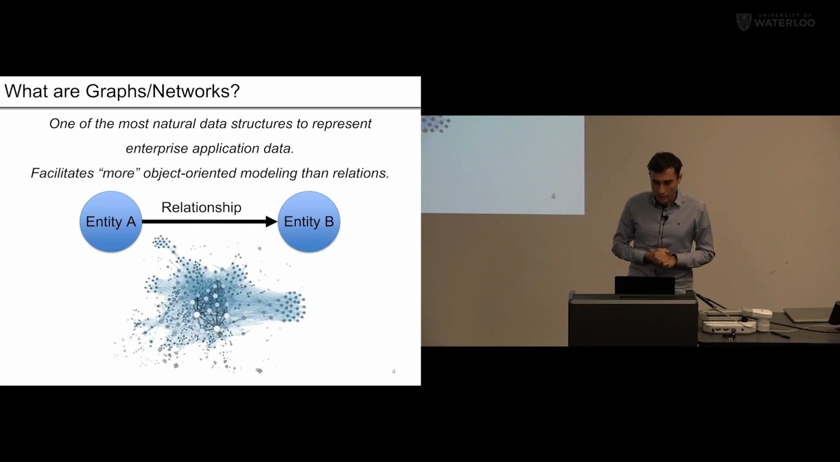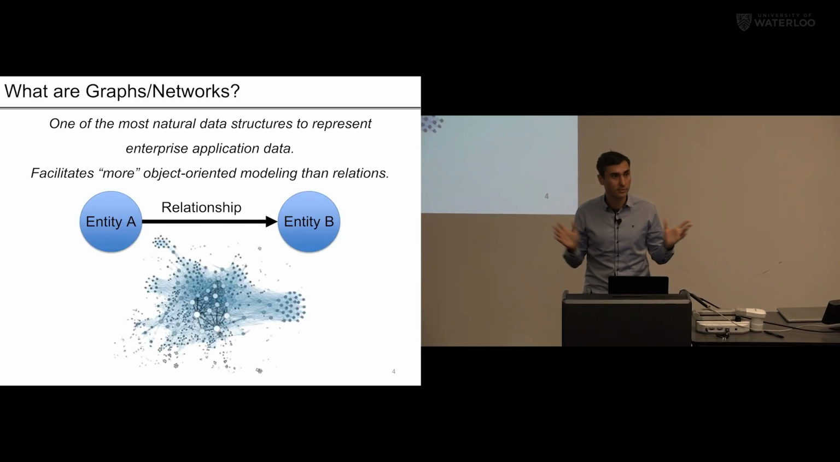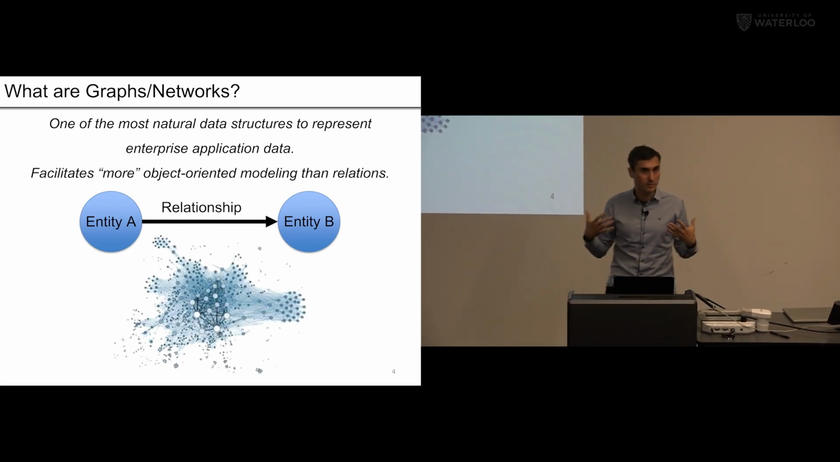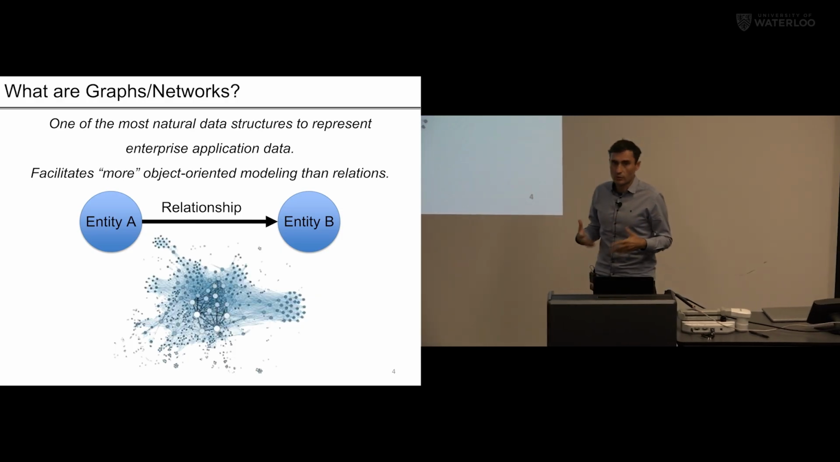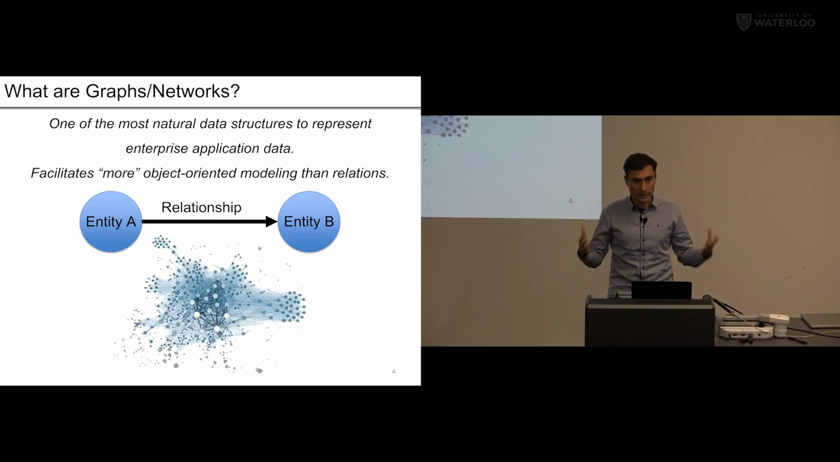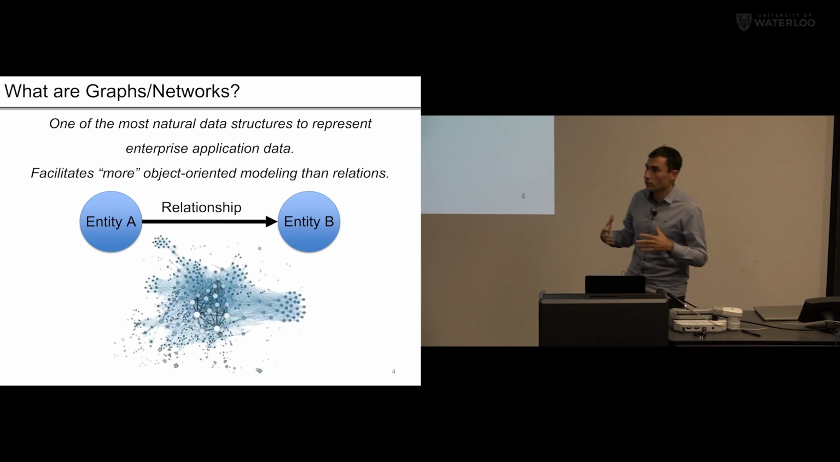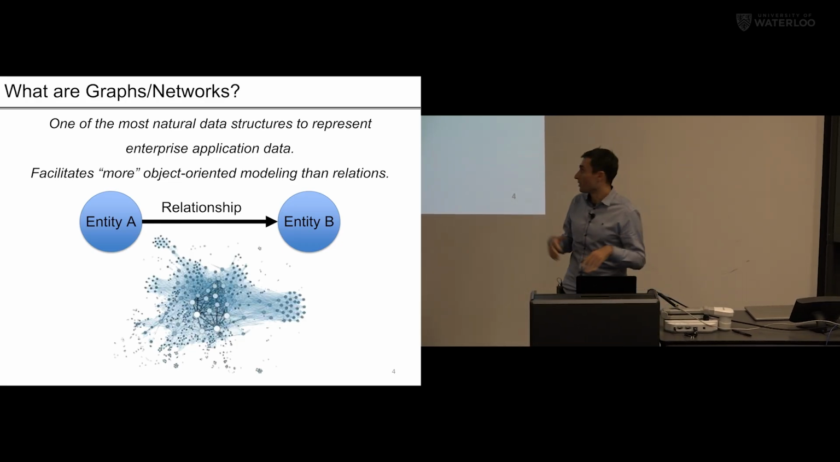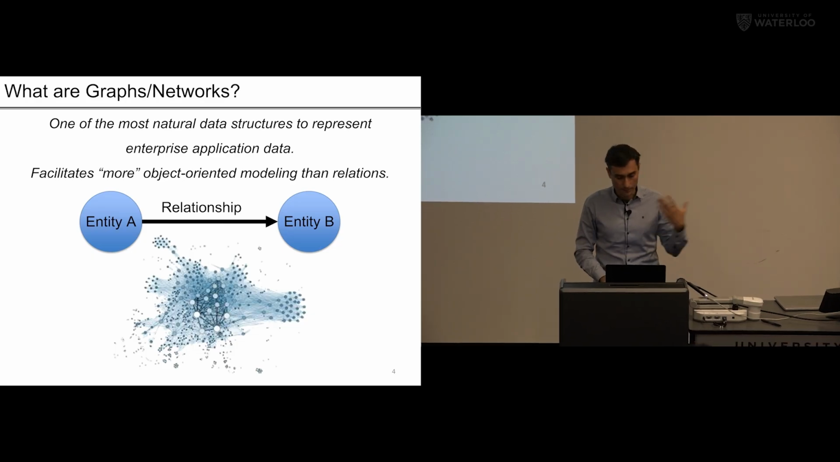To introduce what graph database management systems are, I'll first say one very brief sentence about what graphs and networks are. From the perspective of a database management system implementer or researcher, graphs, along with tables, are one of the two most natural data structures to logically model application data. Compared to tables, they're more object-oriented, so you're explicit in your records about which ones are your entities and which ones are your relationships. That's all that we need to know about what graphs are from the perspective of a data model.